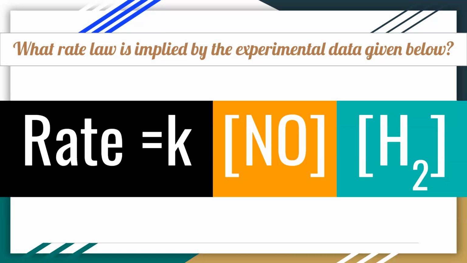Or if you had determined one of them was 0th order, you would actually exclude whichever component had been determined to be at 0th order. So, for example, if we had determined that nitric oxide was 0th order, our rate law would be rate equals k times hydrogen gas, and you wouldn't even see the nitric oxide.